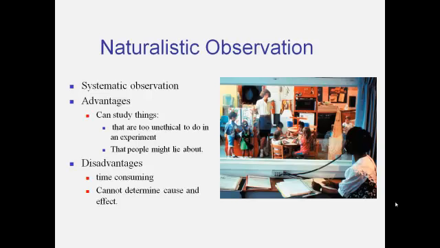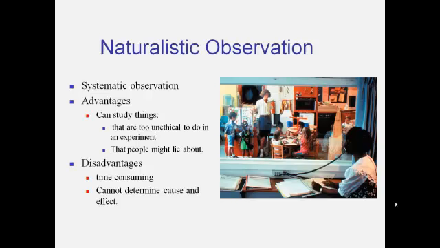It's systematic. So she did not do this, let's just watch some kids in the preschool. She had a plan for what exactly she was going to look for, what she was going to be recording, and this is essentially what she was doing. Oftentimes, a naturalistic observation is something you can only do if maybe it's too unethical to do an experiment, and really you have to keep people in their environment instead of bringing them over to a laboratory.